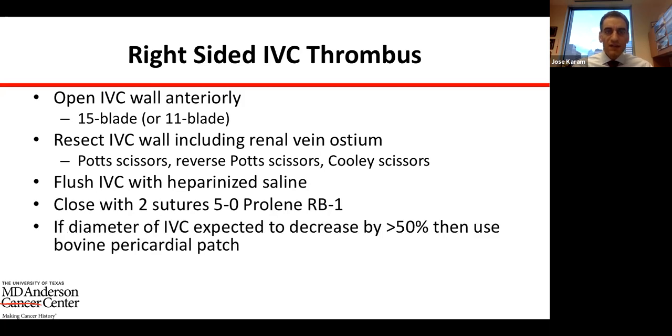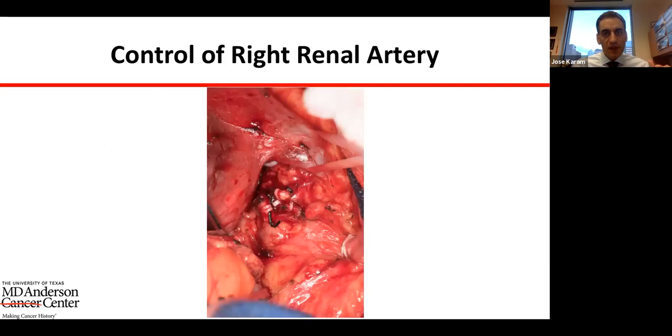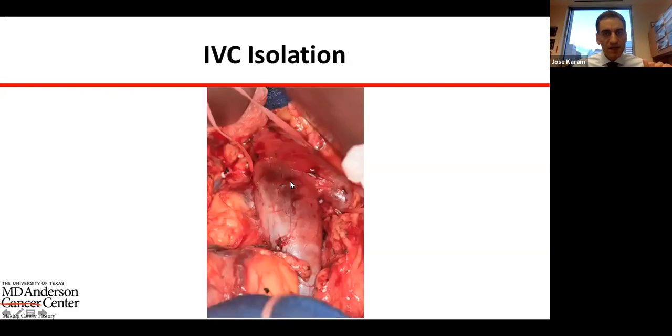And if the diameter of the IVC is expected to decrease by more than 50%, we could use a bovine pericardial patch in order to make up for that space. And ultimately, once we close the IVC, then we do the nephrectomy. So again, the nephrectomy is the last part of the procedure when we do an IVC thrombus. And again, showing you here, controlling the right renal artery posterior to the left renal vein in the interaortocaval space. This is isolation of the IVC above the tumor thrombus. You can see here the right and the left renal vein.